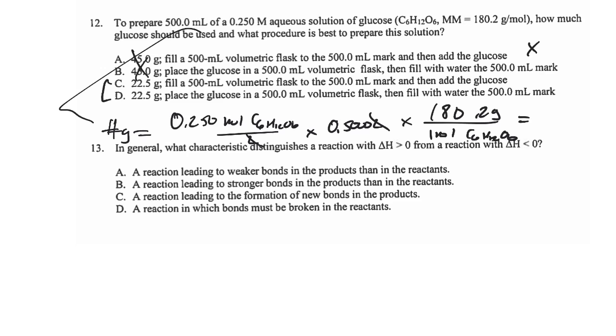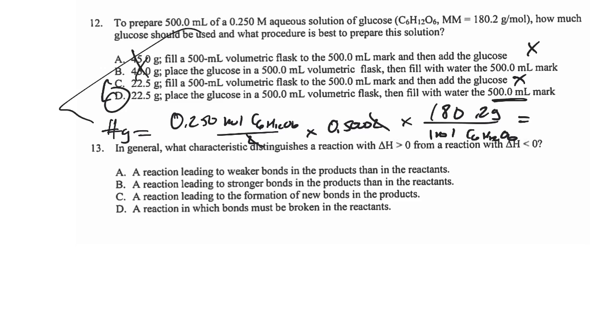So fill a volumetric flask to the 500 mark, then add the glucose. That's not the right procedure. We want to place the glucose in the flask, then fill with water as it dissolves, so that we get the solution volume to be a total of 500 milliliters. So this would be 500 mils of water, then plus the glucose. We want 500 mils of solution. So only step D is appropriate.